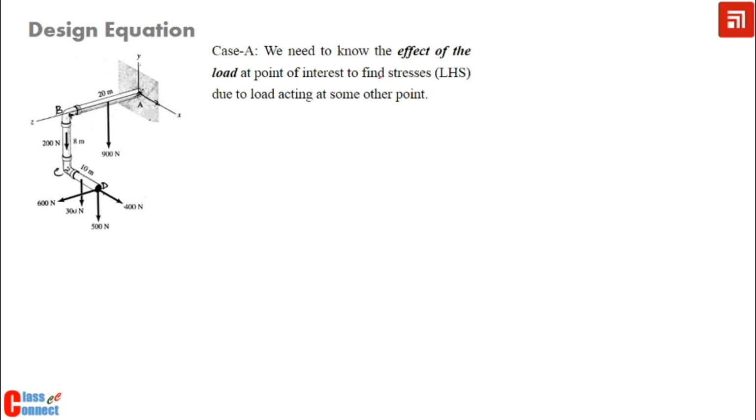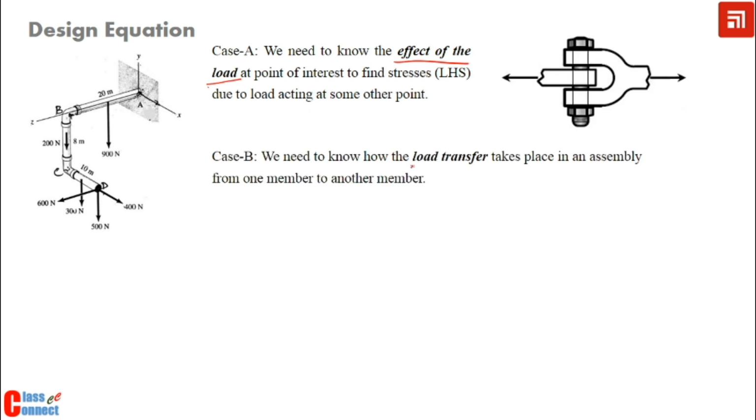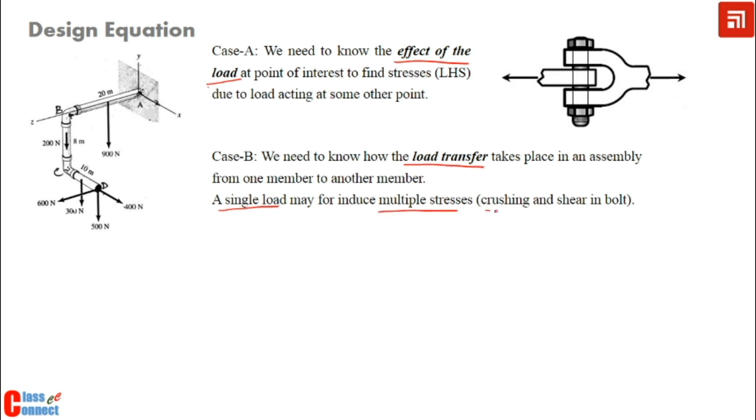In case number one, we need to know the effect of the load. In case number two, we need to know how the load transfer takes place in the assembly. And we also understood that a single load may induce multiple stresses, that is crushing and shearing. And these multiple stresses mean there are two modes of failure. This is another important term. We have to write down an equation for each mode of failure.